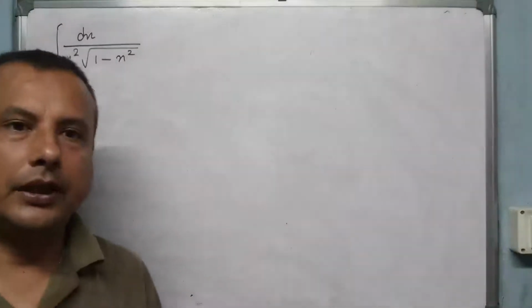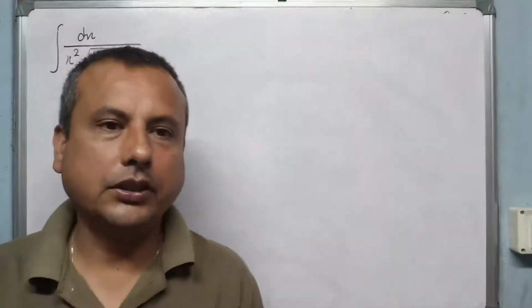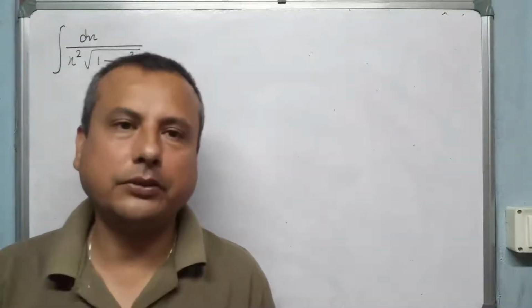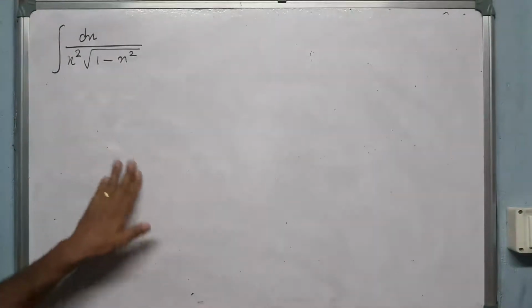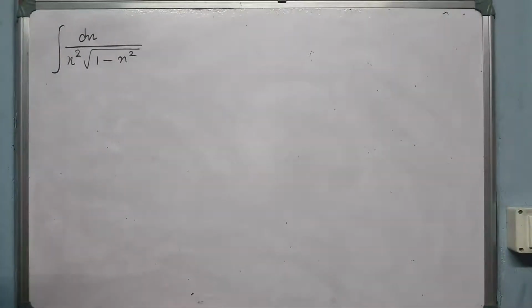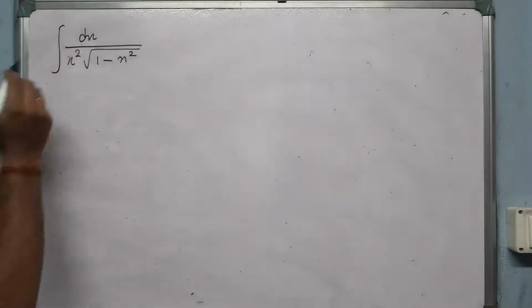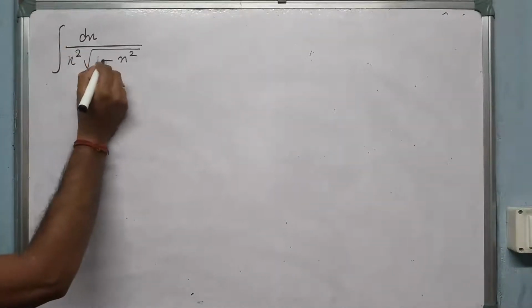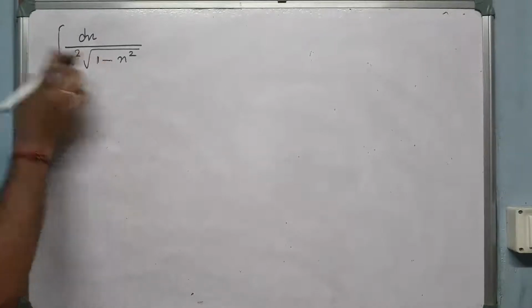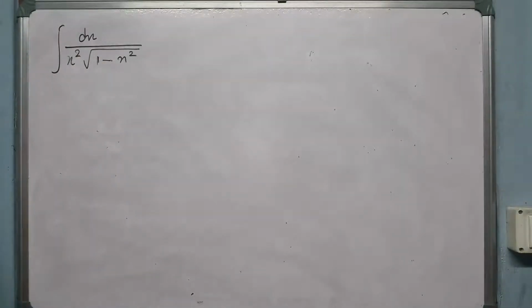Dear students of class 12, today I'm going to start the method of substitution. I'll continue with the method of substitutions. Today we'll discuss the substitution of trigonometric functions. For this kind of question, integration dx over x square under root 1 minus x square, we'll substitute the trigonometric function over here. We have already discussed these things.